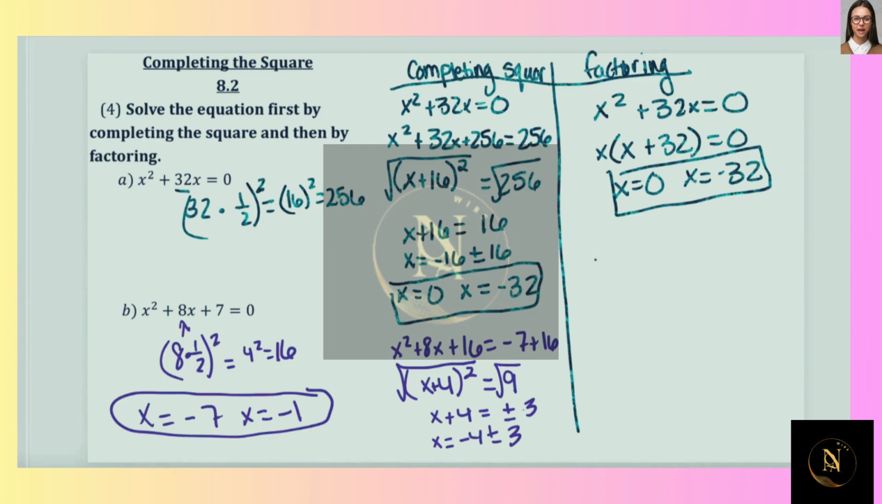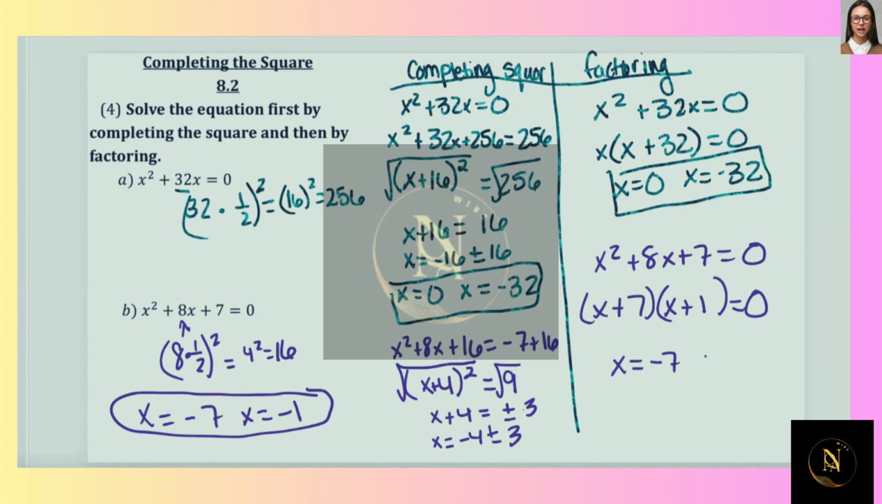Then if I do it via factoring, I have x squared plus 8x plus 7 equals 0. So two numbers that multiply to a positive 7 and add together to a positive 8 would be x plus 7 and x plus 1 equals 0. So now I get x equals a negative 7 and x equals a negative 1. And that's the final answer.